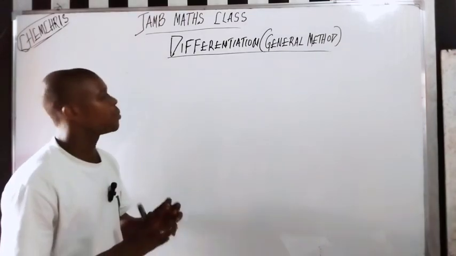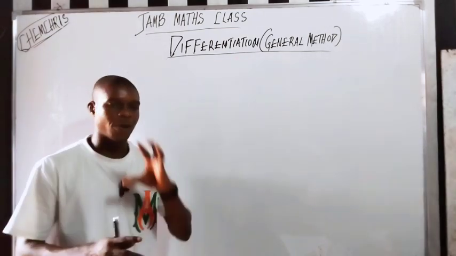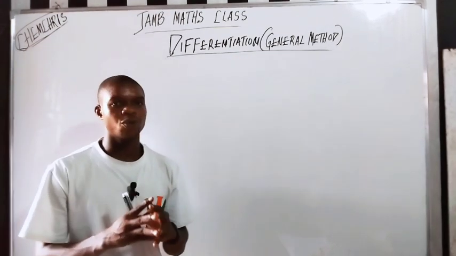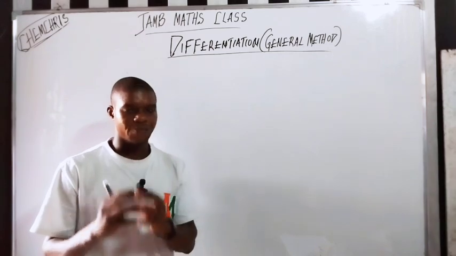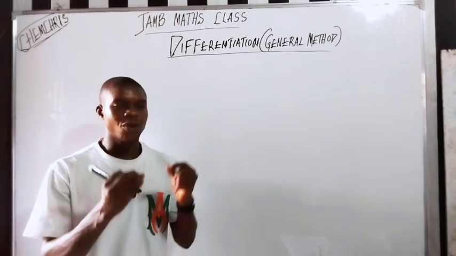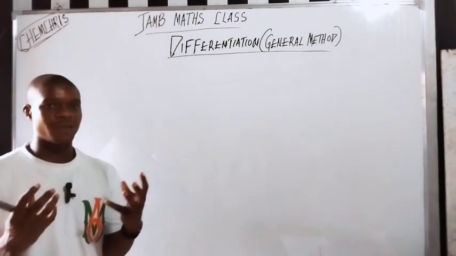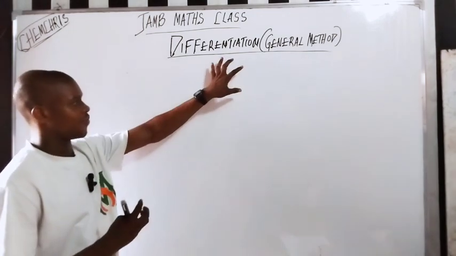Now let's look at one important aspect of JAMB mathematics, which is called differentiation. I want to look at the general method, which is called the formula method. After this video, you should be able to solve simple questions under differentiation. But before we get into it, let's look at what differentiation is.